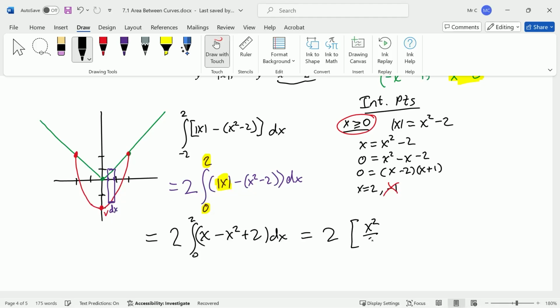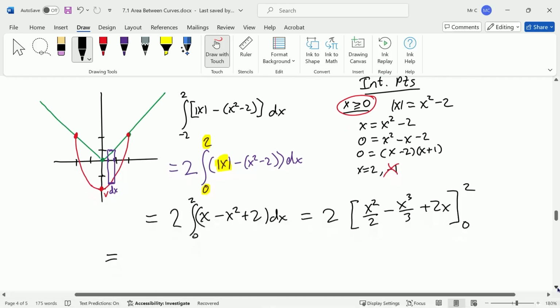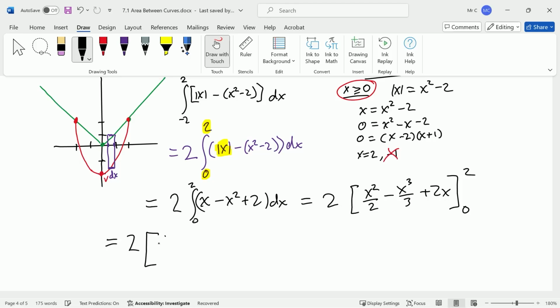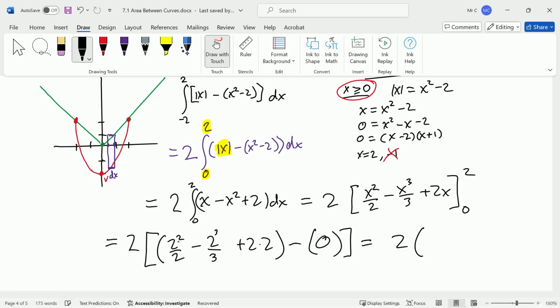And now I take my antiderivative, I get x squared over 2 minus x cubed over 3 plus 2x, evaluated from 0 to 2. That's going to be 2 times 2 squared over 2 minus 2 cubed over 3 plus 2 times 2, minus this expression evaluated at 0. But all of these go to 0 when I plug in 0. So this is 2 times 4 halves, which is 2, minus 8/3 plus 4.